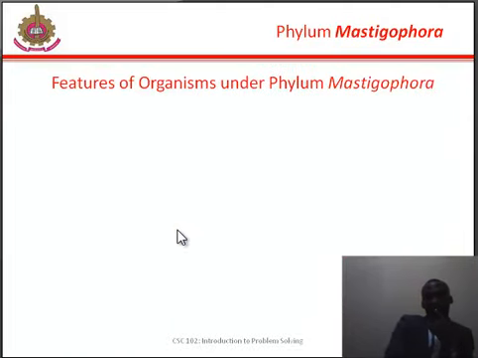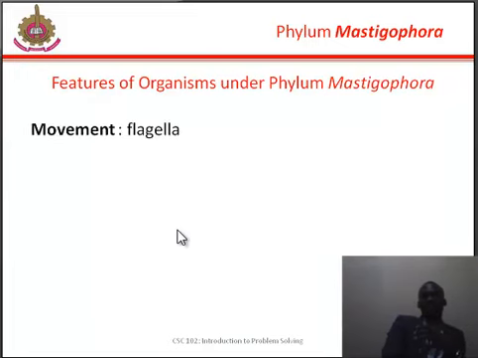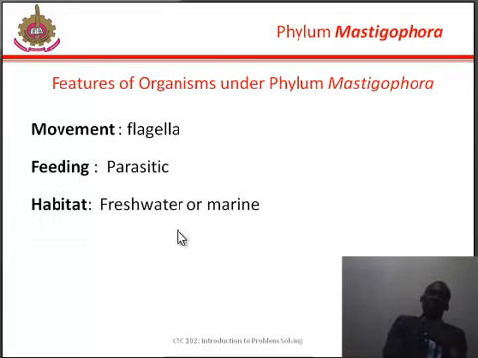Features of organisms under phylum Mastigophora. These organisms move with the help of a whip-like structure called flagella. Most of these organisms feed parasitically, causing human diseases like sleeping sickness. Most Mastigophorans live in fresh or marine waters.